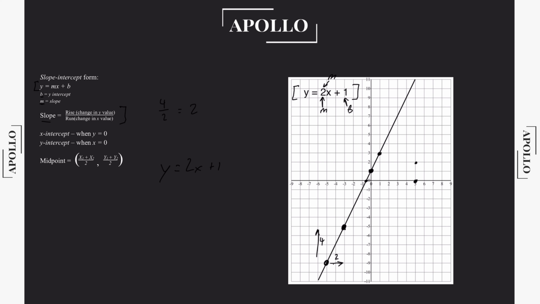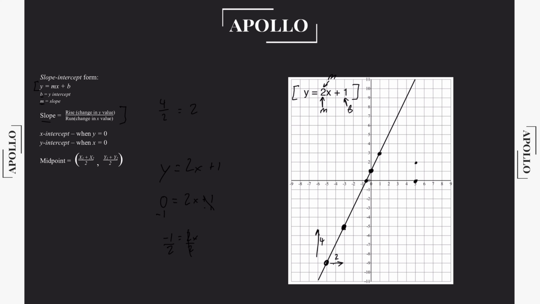So we're going to rewrite this equation except make y equal to 0. So it's going to be 0 is equal to 2x plus 1. We're going to subtract 1 from both sides. So we get negative 1 is equal to 2x. Divide by 2, and we end up getting negative 1/2. So the x-intercept is going to be at negative 1/2, as is plotted right here.